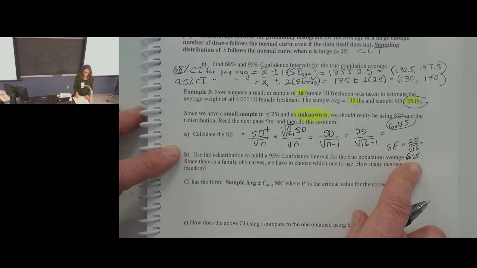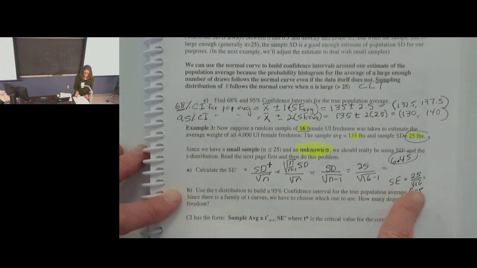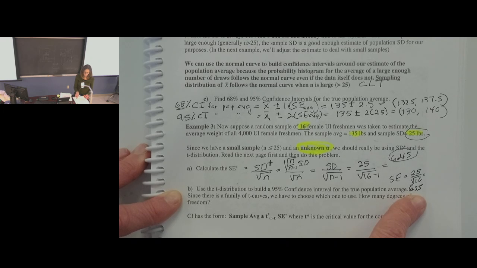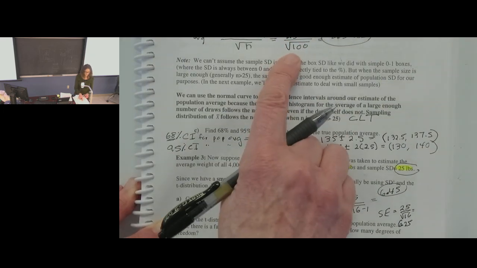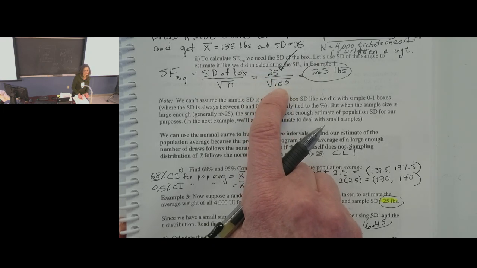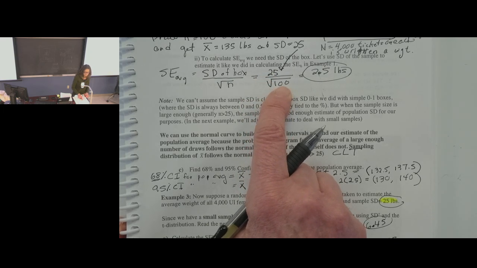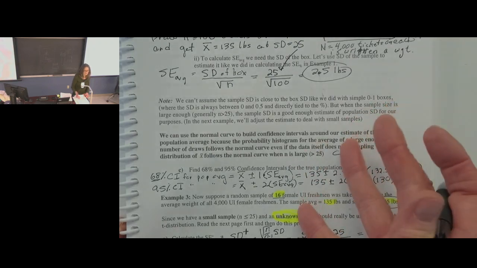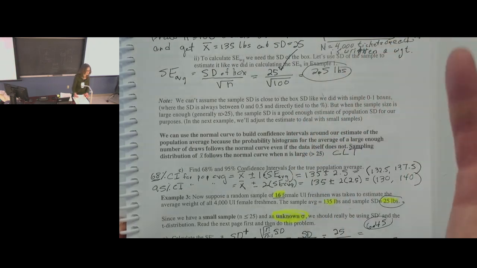Now, we could have made this adjustment back here, right? It would have made less of a difference because we would have had 25 over the square root of 99, right? We could have done that here. You can do that, it gives you a better estimate for the standard deviation.